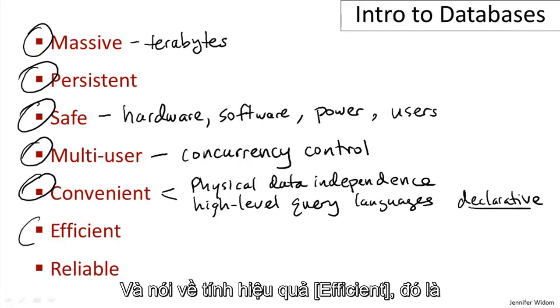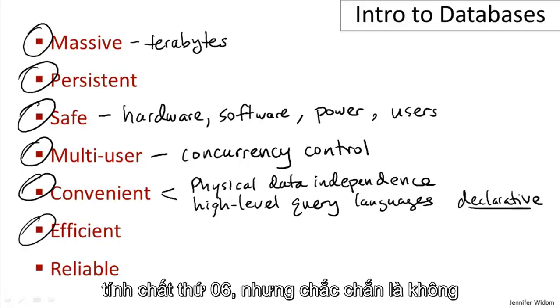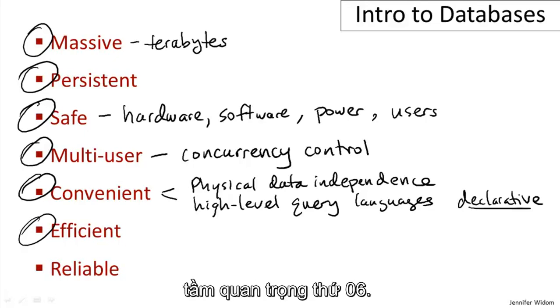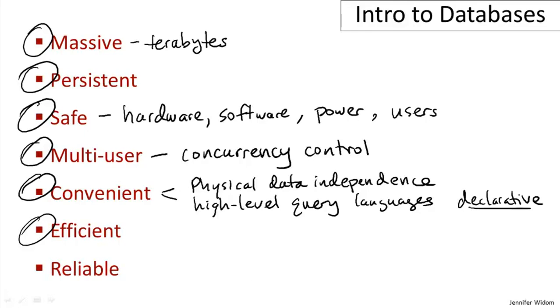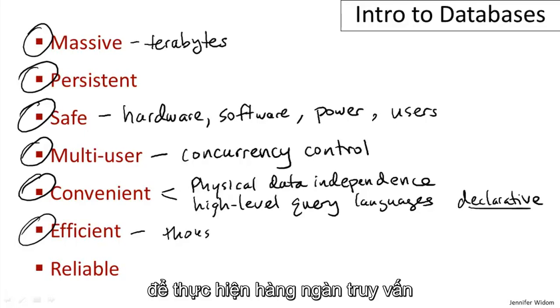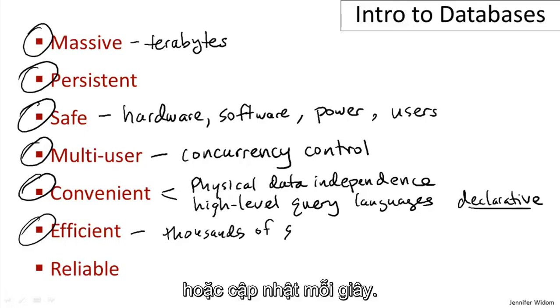And speaking of efficiency, that's number 6, but certainly not 6th in importance. There's in real estate, as a little aside here, an old saying that when you have a piece of property, the most important 3 aspects of the property are the location of the property, the location, and the location. And people say the same thing about databases, a similar parallel joke, which is that the 3 most important things in a database system are first performance, second performance, and again, performance. So database systems have to do really thousands of queries or updates per second.